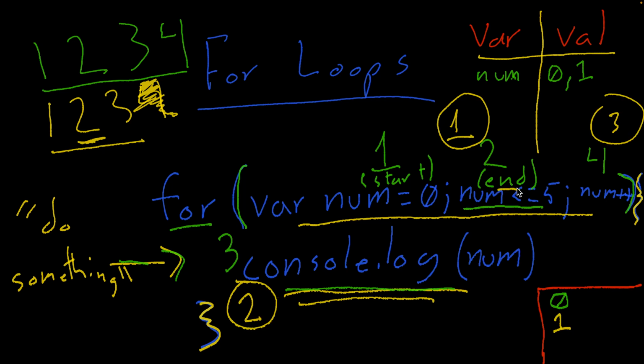Okay, so let's do this now. Let's increase num. So now num is going to go to 2. Is 2 less than 5? Yes, right? 2 is less than 5. So then we go here to step 2, console log num. Okay, so we'll go ahead and console log 2. And then we go to step 3, num plus plus. Okay, so we increase num again.